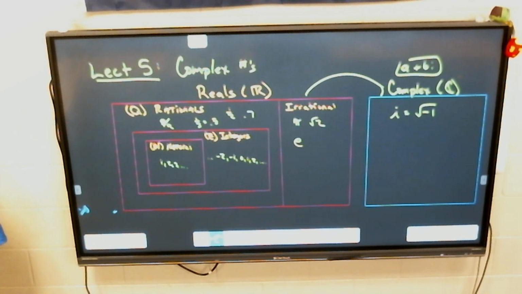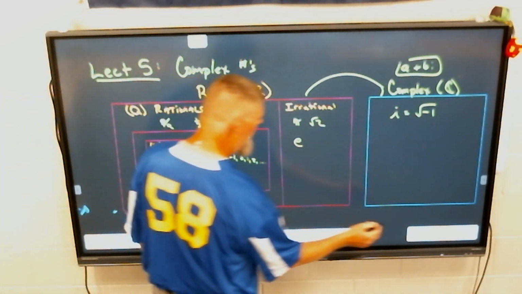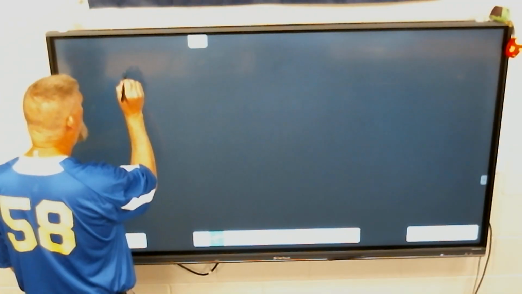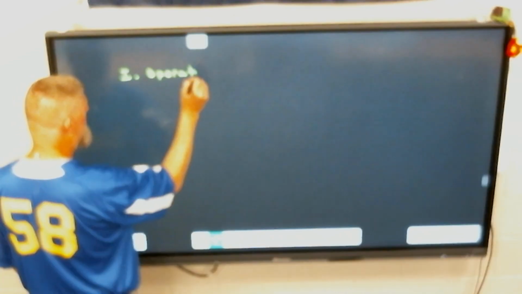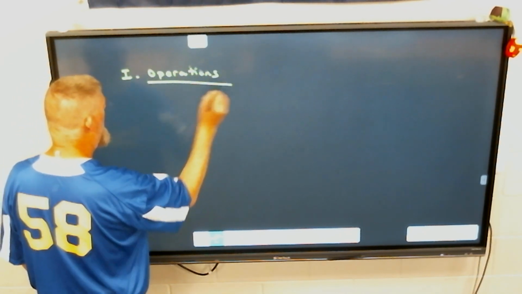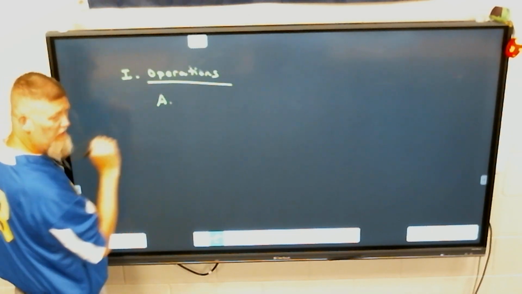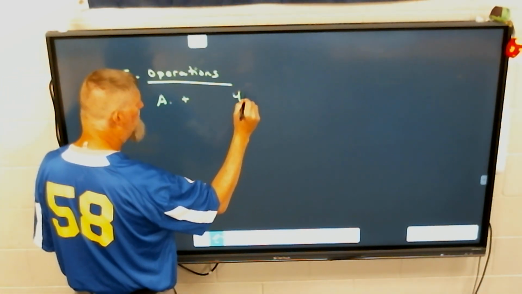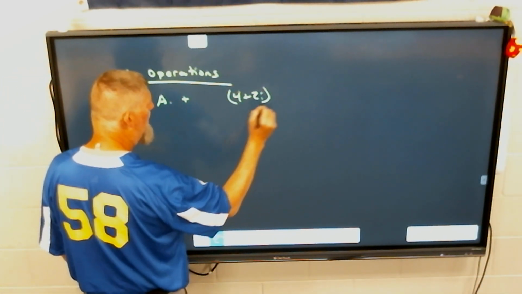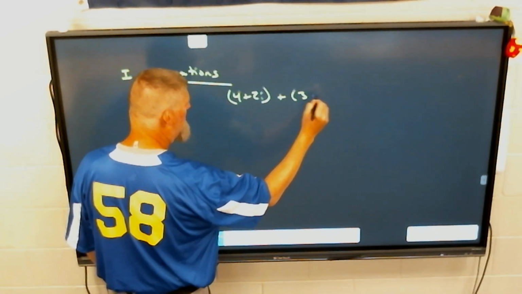Okay, so we know that i is the square root of -1. There are several different problem types with radicals or with i's. Let's do Roman numeral 1, and that is operations with i's. So if I was going to do something with addition, something like, let's say, 4 + 2i + 3 - 6i.